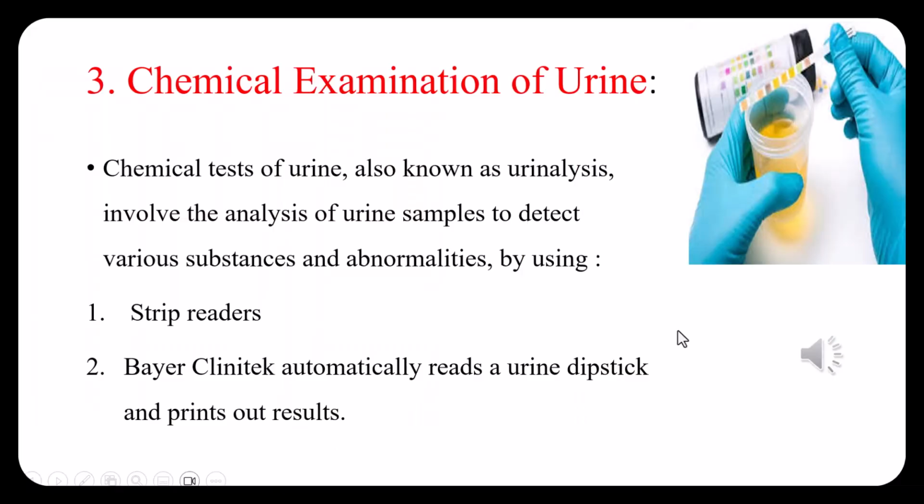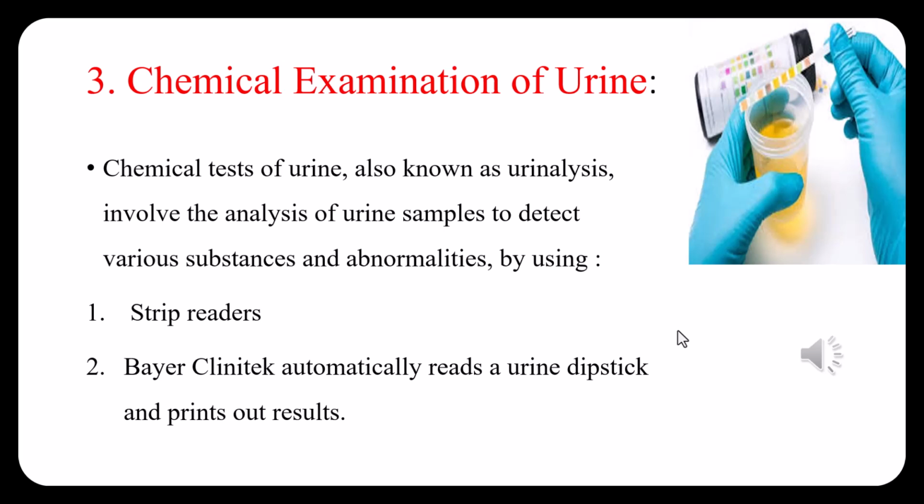Another test for the urine: after we talked about the macroscopic examination and microscopic examination, we also have the chemical examination of the urine. What is that chemical examination? The chemical test of the urine, which we also know as urinalysis, involves analyzing the urine sample to detect various substances and abnormalities by using a strip reader or the Bayer test automatic machine. Here we have some chemical components we may find in the urine sample.